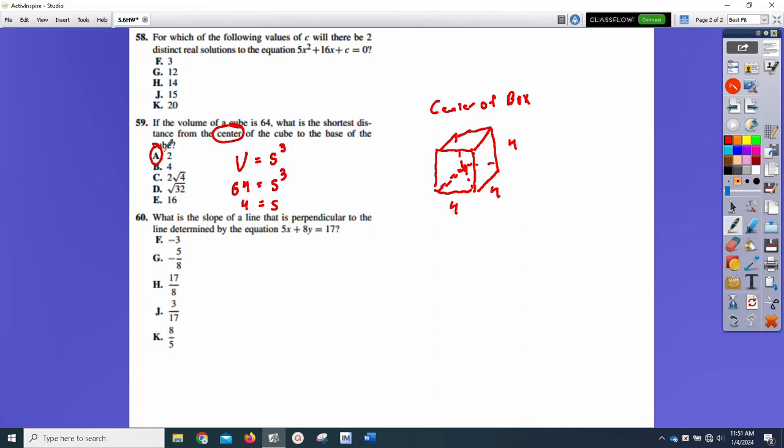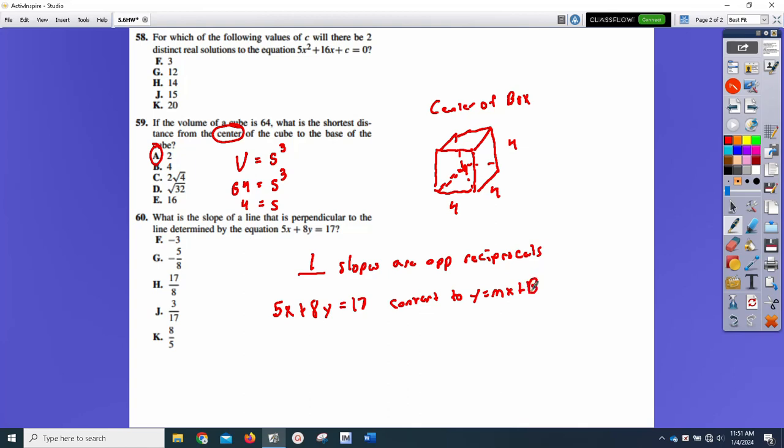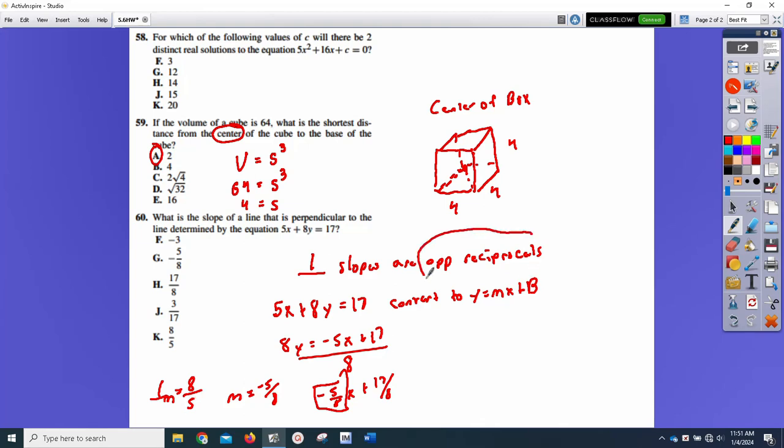The answer's 2. 60. What is the slope of a line that is perpendicular to the line determined by the equation 5x plus 8y equals 17? So I know that perpendicular slopes are opposite reciprocals. So I'm going to take my original equation, 5x plus 8y equals 17, and I'm going to convert to y equals mx plus b. I'd have 8y equals a negative 5x plus 17, and I divide by 8. And now it looks like negative 5/8 x plus 17/8. This is my slope. My slope is negative 5/8. The perpendicular slope must be 8/5 because we are opposite reciprocals.